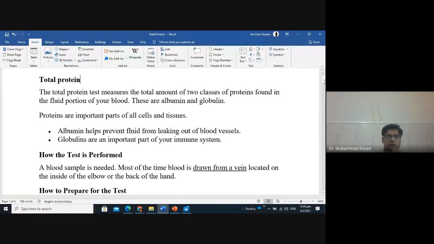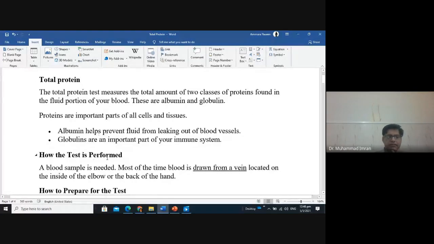Proteins are an important part of all cells and tissues. Albumin helps to prevent fluid from leaking out of the blood because it maintains the osmotic pressure. Globulins are an important part of your immune system. All the immunity proteins are derived from the globulins.